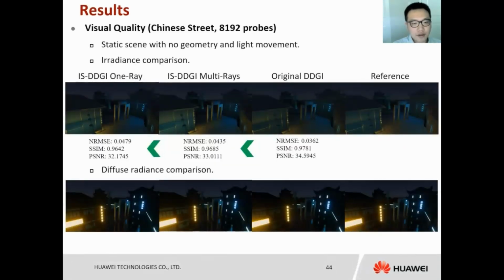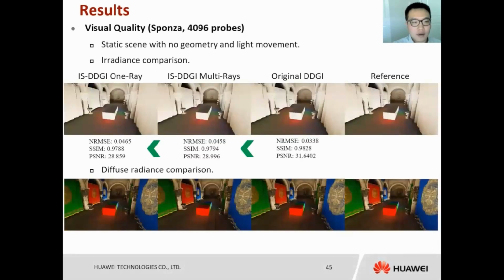For the static scene, when we measure it in the Chinese street with 8K probes, we see that our ISDDGI maintains a very close visual irradiance quality to the original reference approach. Our multi-rays provides a higher visual quality than our one-ray approach. And overall, these four approaches produce visually identical results with the diffuse radiance comparison as well. In the Sponza, with the 4K probes, we see consistent results across these visual metrics, and the overall results are also consistent within the other test scene.